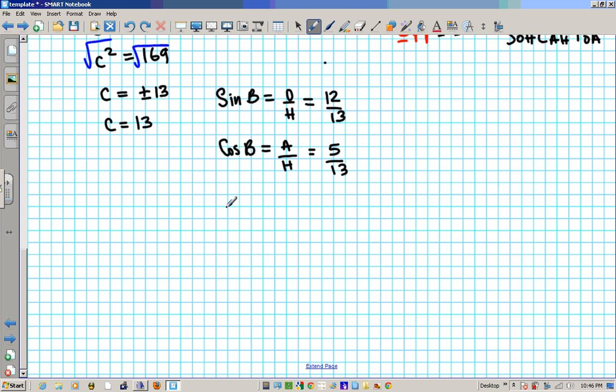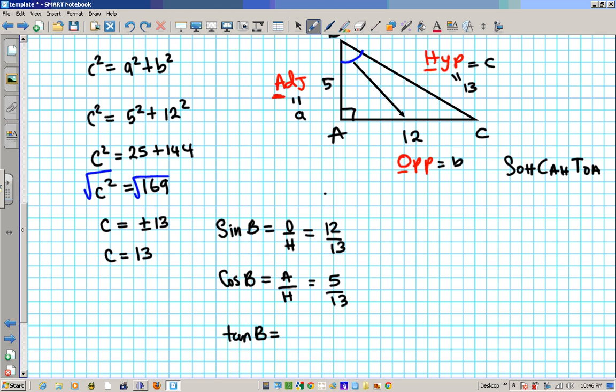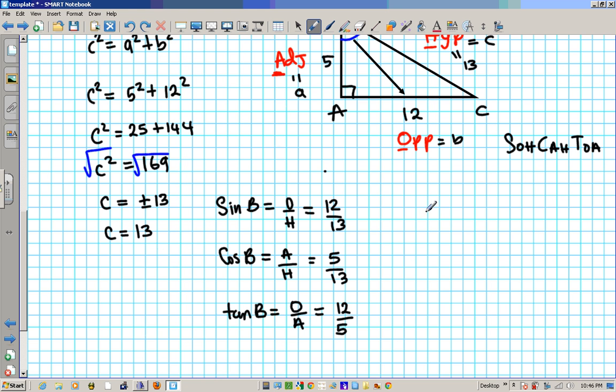Alright. How about tan? Tan B is TOA from SOHCAHTOA, right? The tan is opposite over adjacent. The opposite is 12 and the adjacent is 5. So there goes your first 3. Now we're going to find the reciprocal functions, or the reciprocal relatives, to these trig ratios.